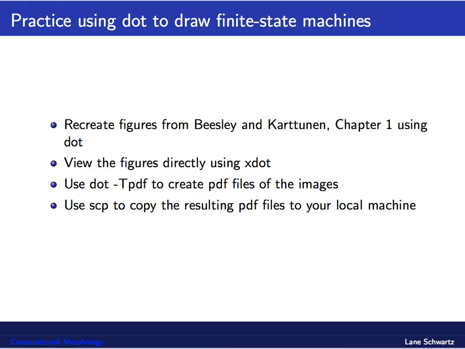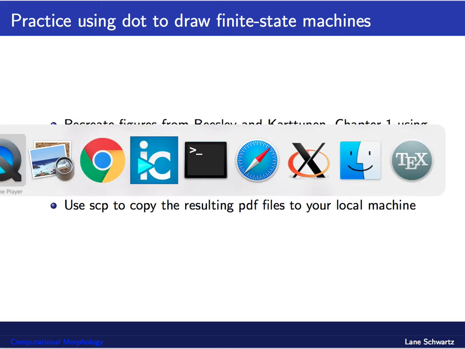All right, so we're going to practice using Dot, which is a program that comes with the graphviz package, to draw finite state machines. Specifically, we're going to recreate some figures from the Beesley and Karttunen finite state morphology book from chapter one, and then view those figures, create PDFs from those figures, and then copy the resulting files if you're not already working on your local machine.